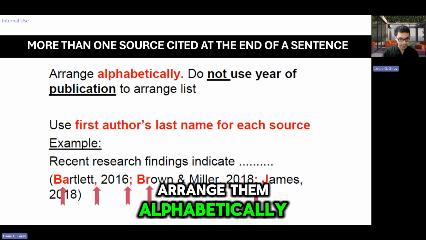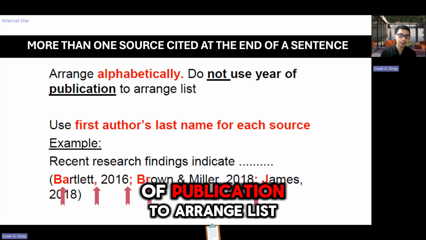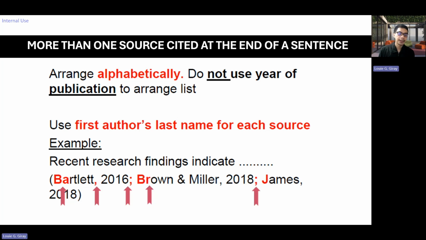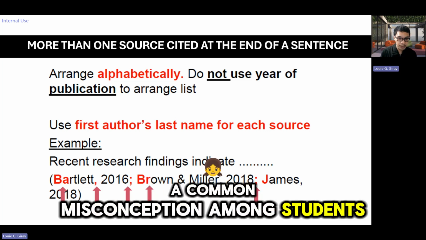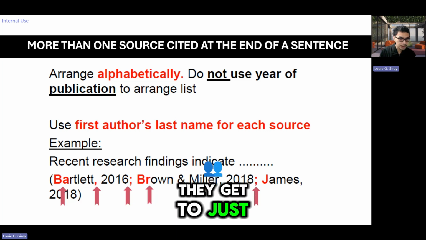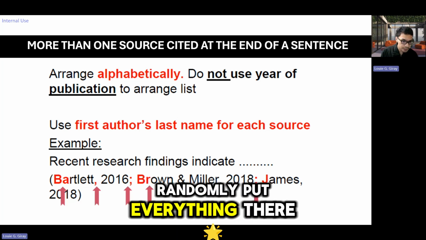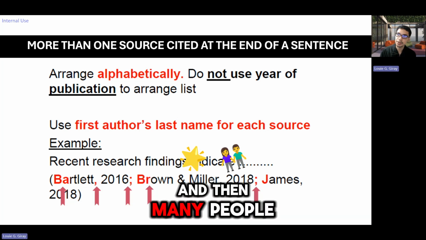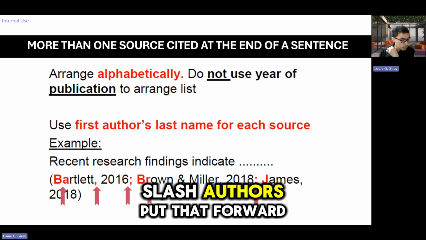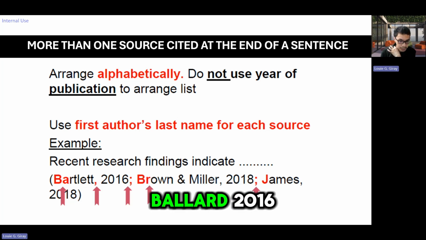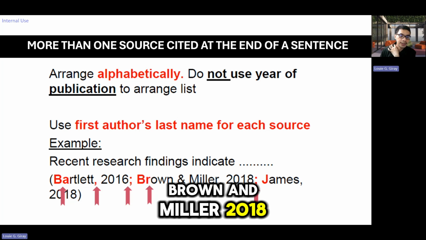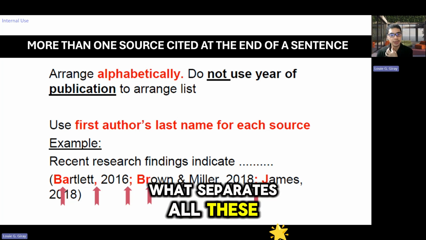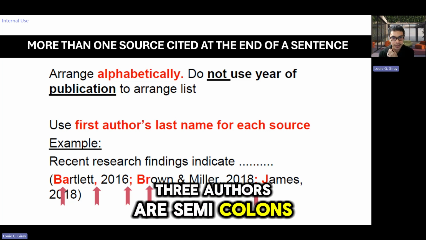Now, more than one source cited at the end of a sentence. Arrange them alphabetically. Do not use year of publication to arrange lists. This is a common misconception among students, they just randomly put everything there. This is just one argument, and then many people slash authors put that forward, such as this one: Bartlett 2016, Brown and Miller 2018, James 2018. And what separates all these three authors are semicolons.